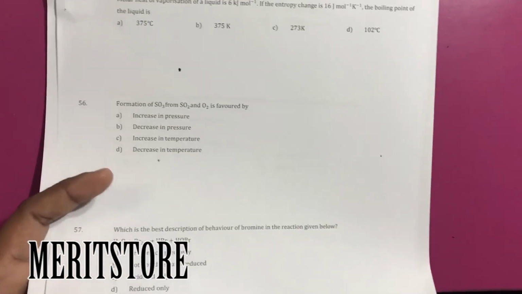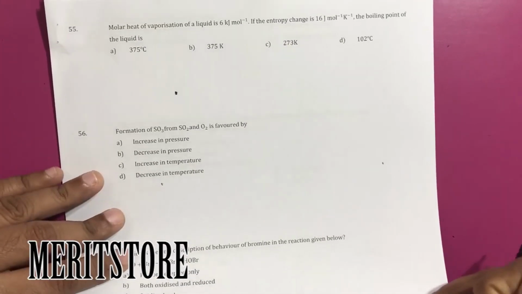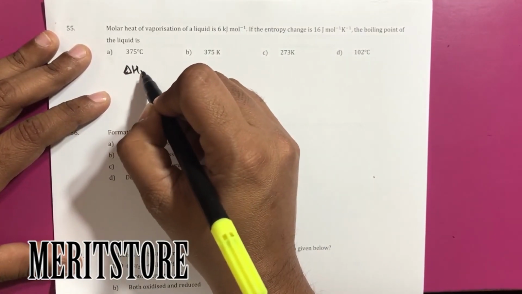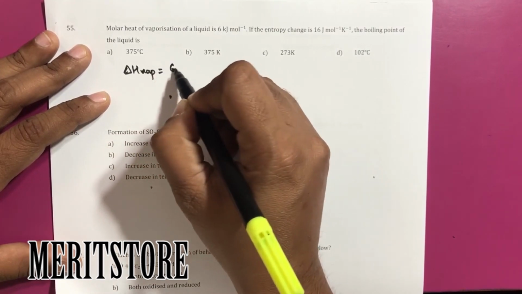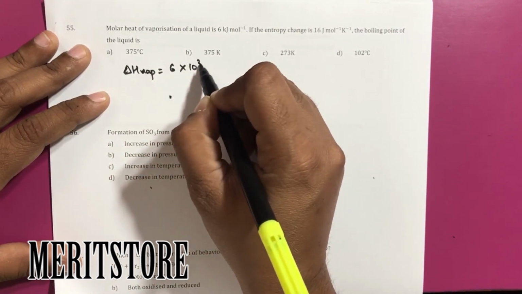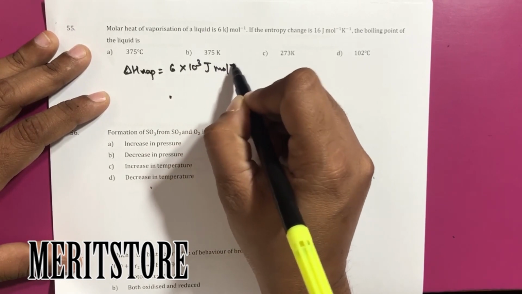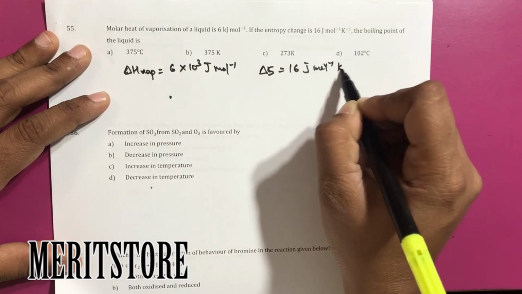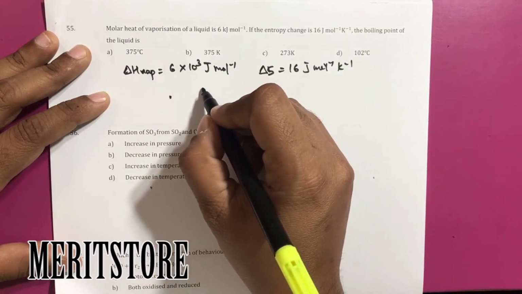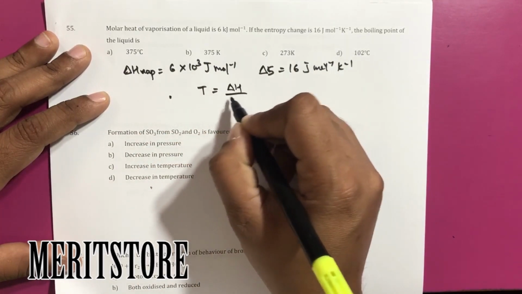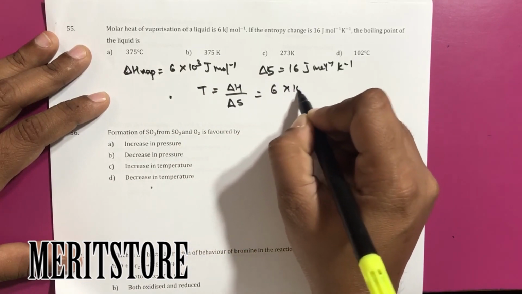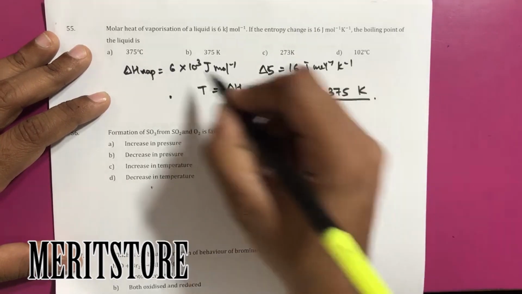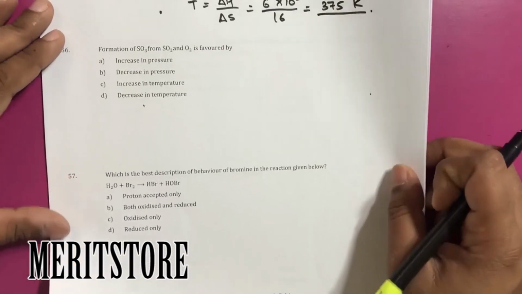Question number 55. The molar heat of vaporization of a liquid is 6 kilojoule per mole. So delta H of vaporization is given, that is 6 kilojoule. I am converting it into joule, 6 into 10 raised to 3 joule per mole. Entropy is given as 16 joule per mole per Kelvin. I need to find the boiling point. So the temperature is equal to delta H upon delta S. So 6 into 10 raised to 3 divided by 16. That comes out to be 375 Kelvin. Option B.